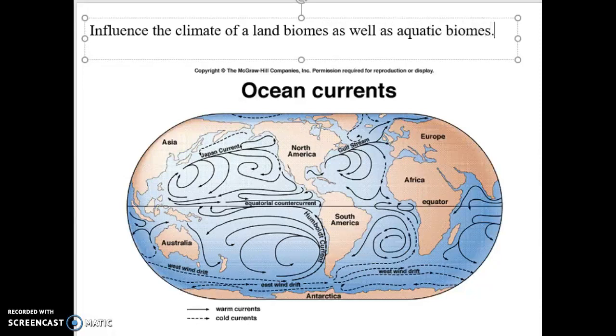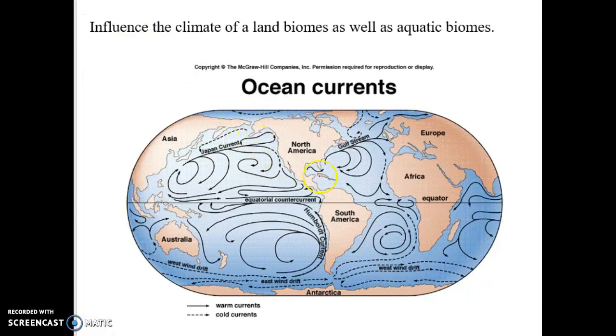Okay, so it influences the climate of land biomes as well as aquatic biomes. So think about North America, and we have the Gulf Stream on our east coast. That's fairly warm water. That water rolls up here, goes to Europe. That's why Western Europe has a similar climate to North America.